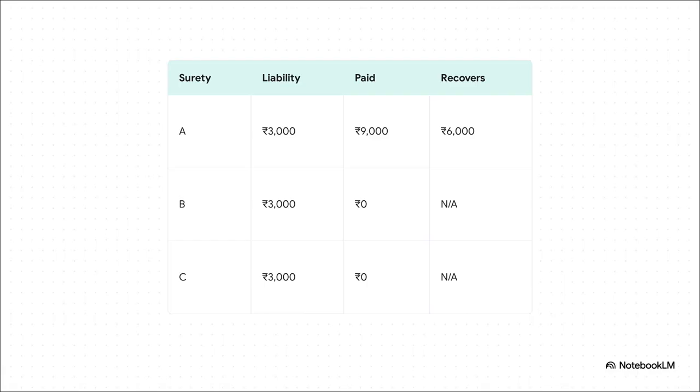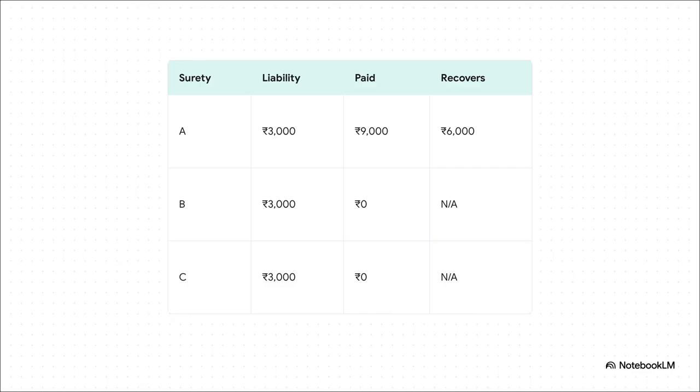Here is the required illustration you will use. A, B, C guarantee 9,000 rupees. Each is liable for 3,000 rupees. If A pays 9,000 rupees, he recovers 3,000 rupees each from B and C. Let's mechanically break down this math. The total debt is 9,000. Because there's no contract saying otherwise, the default position of the law is equal contribution. 9,000 divided by 3 sureties is 3,000 each.